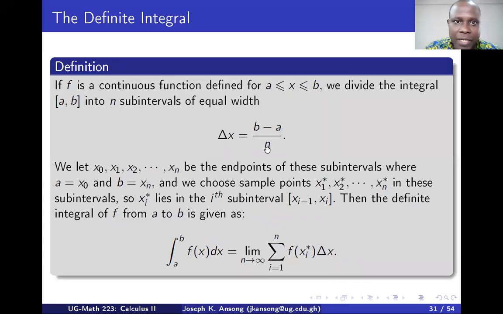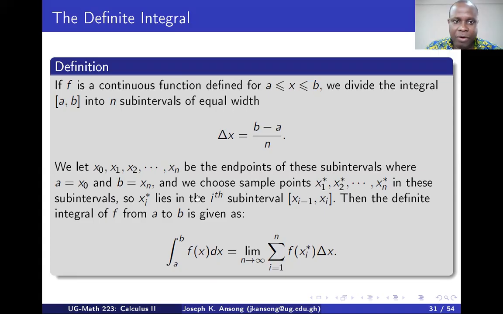We're going to move on to the definition of the definite integral. The neat thing about the Riemann sums that we did is that it helps us to define mathematically what we mean by a definite integral from some point to some point. So here's a definition. If f is a continuous function in this interval, we have to divide the interval AB into n sub-intervals of equal width.